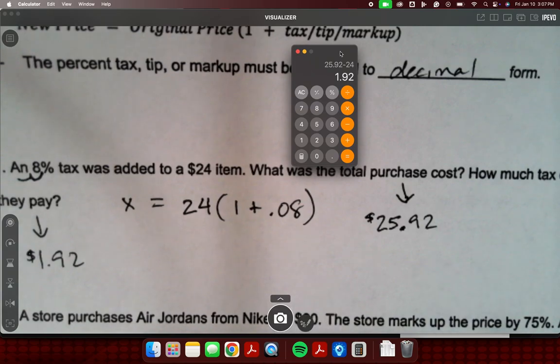Another way you can figure that out if you want to, you could just say the tax is 8%. So if I want to know what 8% of 24 is, I just do 24 times 0.08. And that gives me the same amount, $1.92.